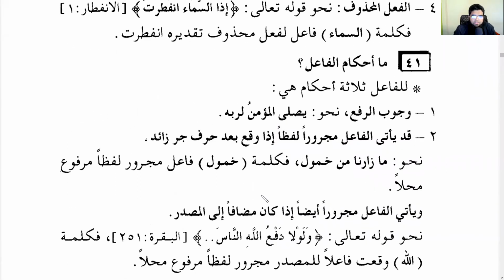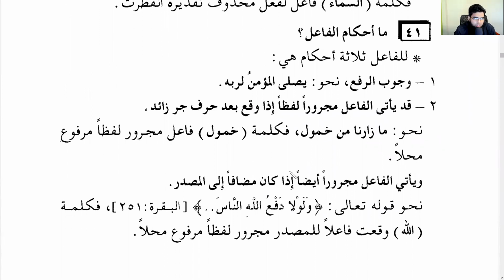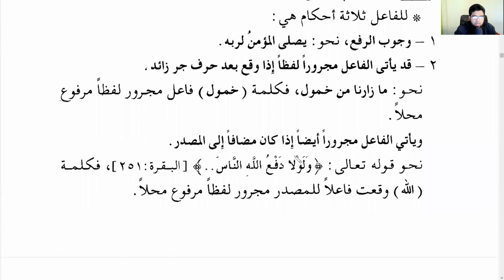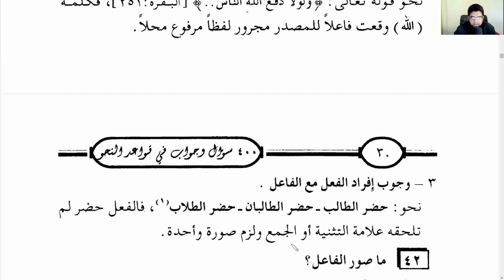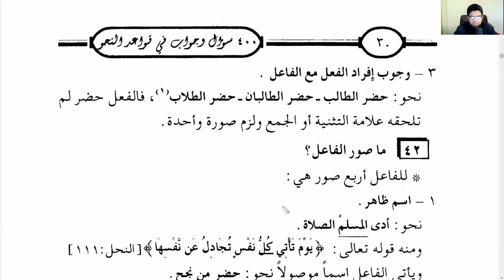These are the ahkam. So three rulings of the fa'il. Ahkamul fa'ili. Three rulings. One is wujub al-rafa. And second, قد يأتي الفاعل مجرورا. In two situations, it comes مجرور. إذا وقع بعد حذف جر زائد وإذا وقع مضافا إلى المصدر. والثالثة وجوب إفراد الفعل مع الفاعل. You should always use singular.